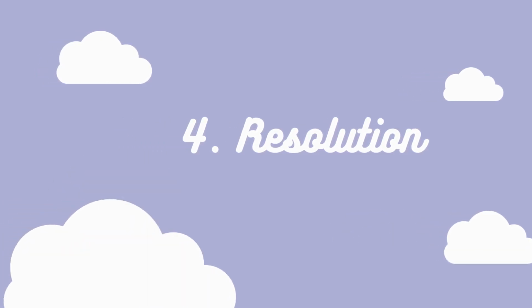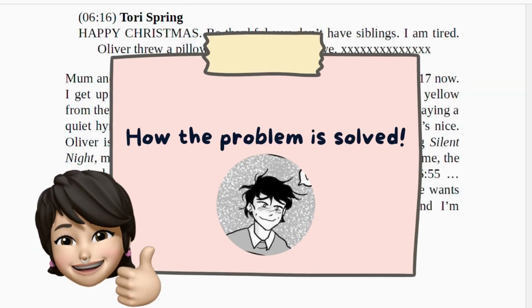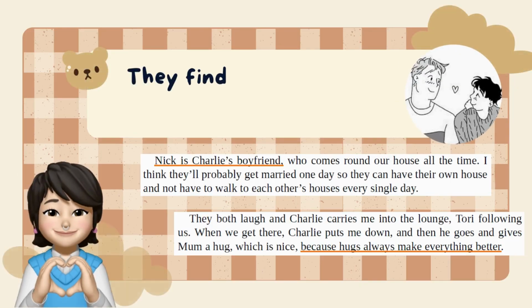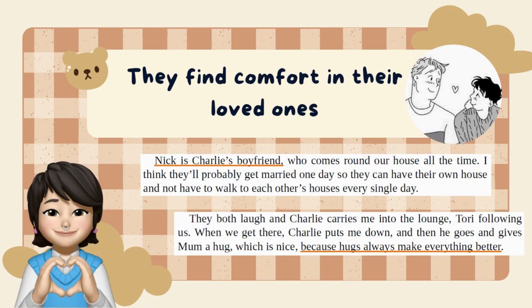Resolution, which is how the problem is solved. In this case, every member of the Spring family finds comfort in different people or things. Charlie finds it in his boyfriend Nick and his sister Tori.